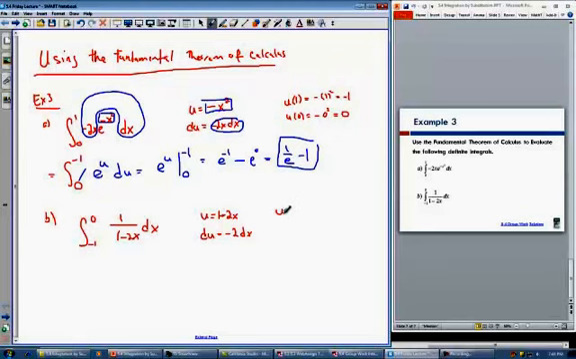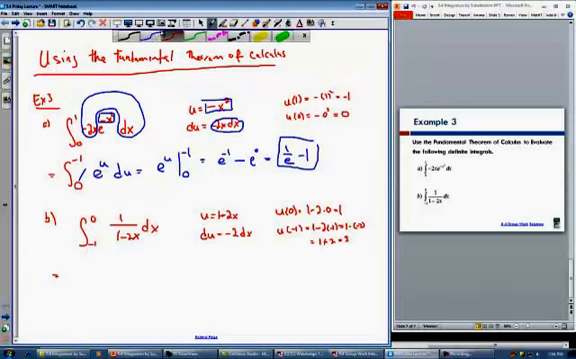I'll have to change the limits of integration, so now use a function of x, so u of 0, so I plug in 0 for x. I get 1 minus 2 times 0, which is 1. And then u of -1, which is equal to 1 minus 2 times -1, which equals 1 minus a -2. Okay? And that's equal to, of course, 1 plus 2, because negative is a plus, so that's equal to 3.